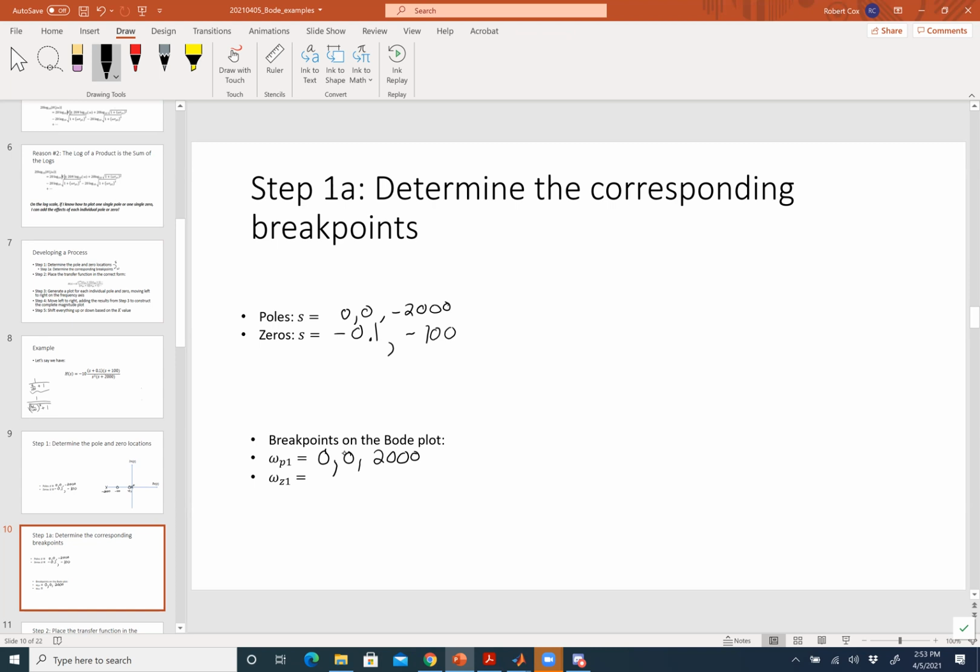But it's not on a test. If you told me 0 and 2000, or told me 0 twice, I'd take it either way. Now, what would be the corresponding breakpoints from the zeros? 0.1 and 100. Okay. So that tells me that when I look at the Bode plots, there are going to be changes happening at those breakpoints.